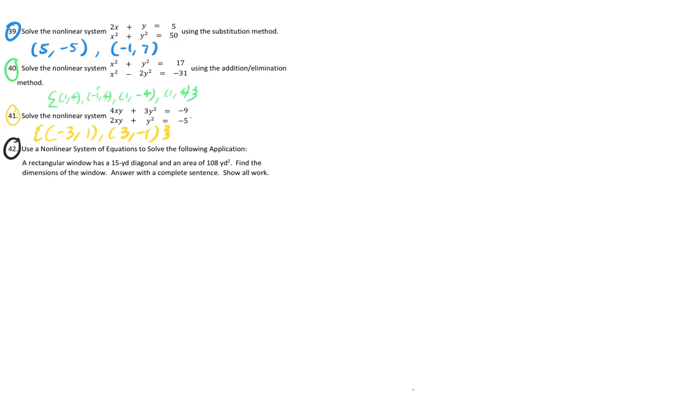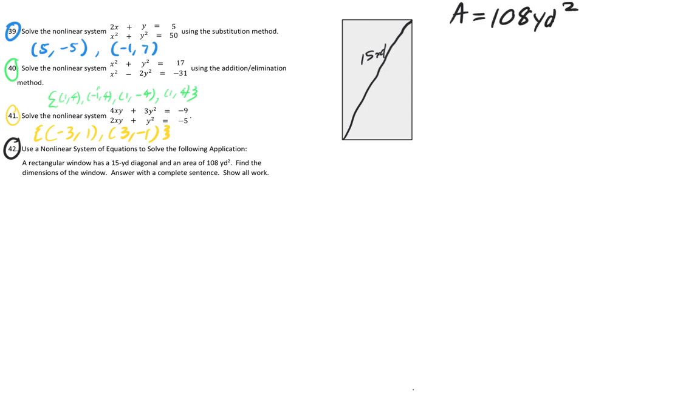First, let's just draw the window out. I'm going to use a shape here. So here's our window. And then the diagonal is going to be like that with 15 yards. We have an area of 108 yards squared, right? And then we need to find all the dimensions of the window. So we're going to find the length and the height.